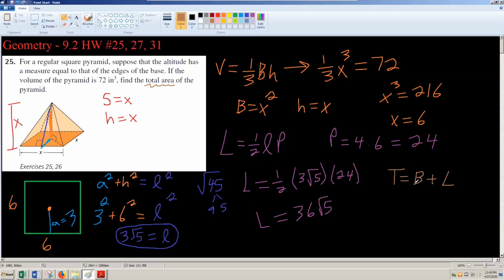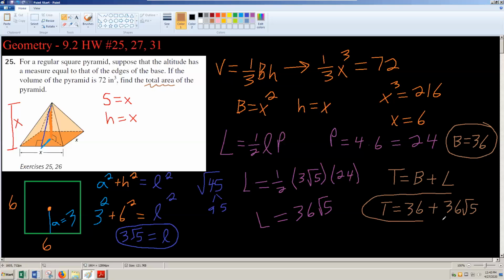Now I just need to figure out my base. Well, the base is pretty straightforward. This is a square. I've got sides of 6, so my base is going to be 36. So now as I look at this thing, my total is going to be equal to 36 plus 36 root 5. And I am done. Any questions here? Perfect. All right, we'll go on to 27 here.